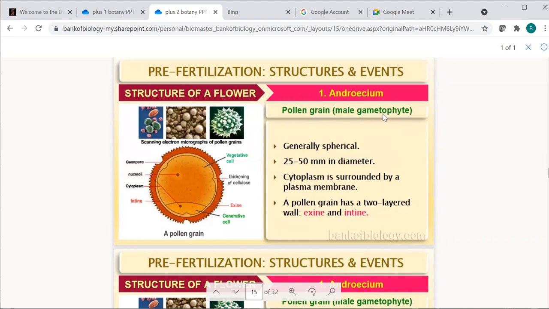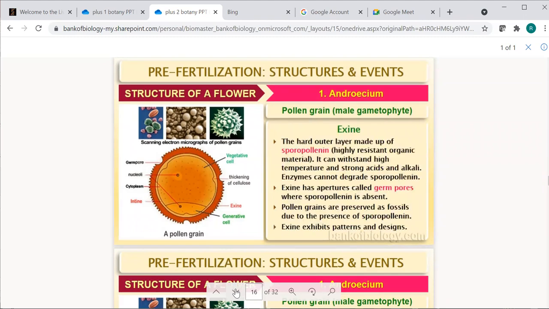So in the male androecium, the male gametophyte, a pollen grain has a two-layered wall. That is exine and intine. So this is a pollen grain. Through mitosis, it became a vegetative cell and a generative cell. This is the two-celled stage. And after further mitosis, it becomes the three-cell stage, where there will be two generative cells and one vegetative cell.